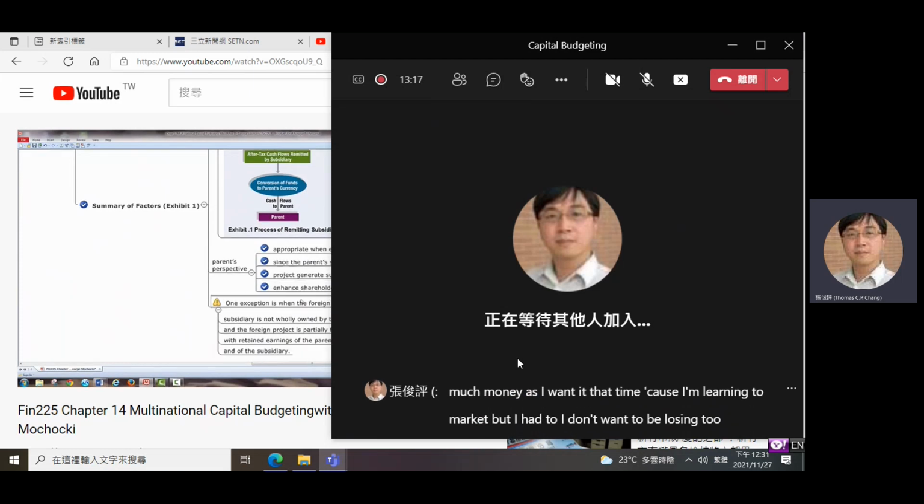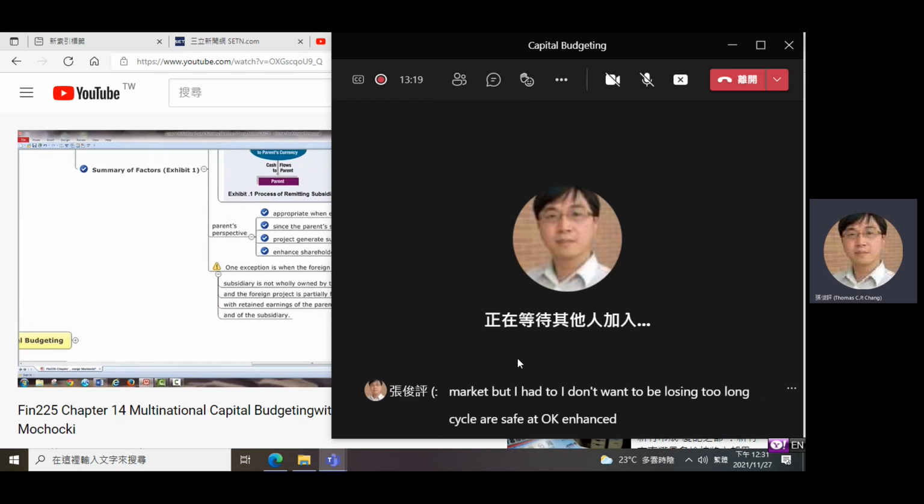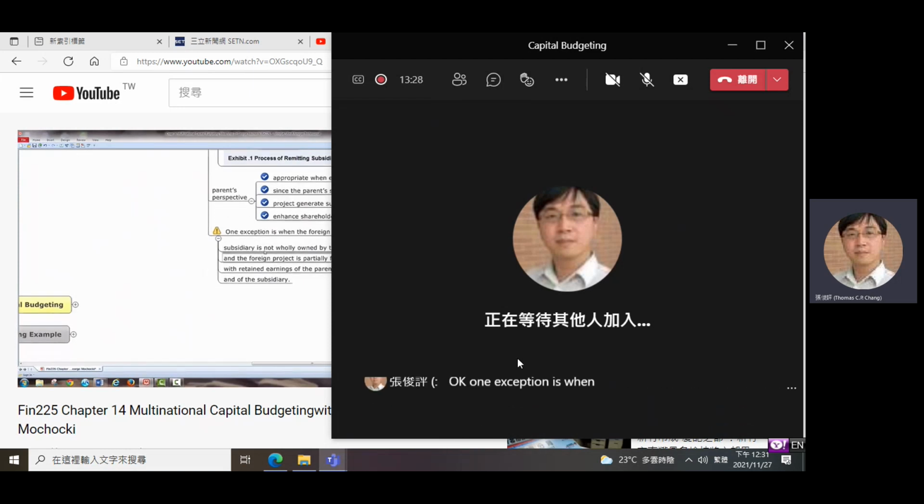Stockholders hate that. Okay, enhance shareholders' wealth. This is what I'm going to say. The future will enhance it. One exception, we've got the warning, is when the foreign subsidiary is not wholly owned by the parent.